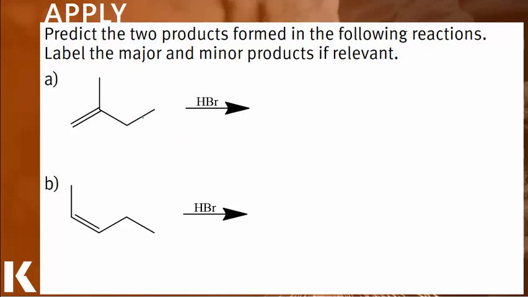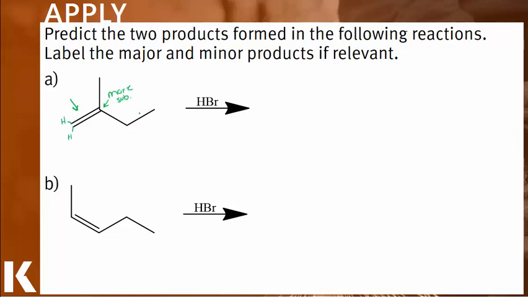So in our first example, we are going to add to this double bond. And notice that the carbon on the left is essentially naked. It only has hydrogens. It's not really substituted. And on the carbon on the right, we have two alkyl groups. So this right carbon is more substituted than the left carbon.